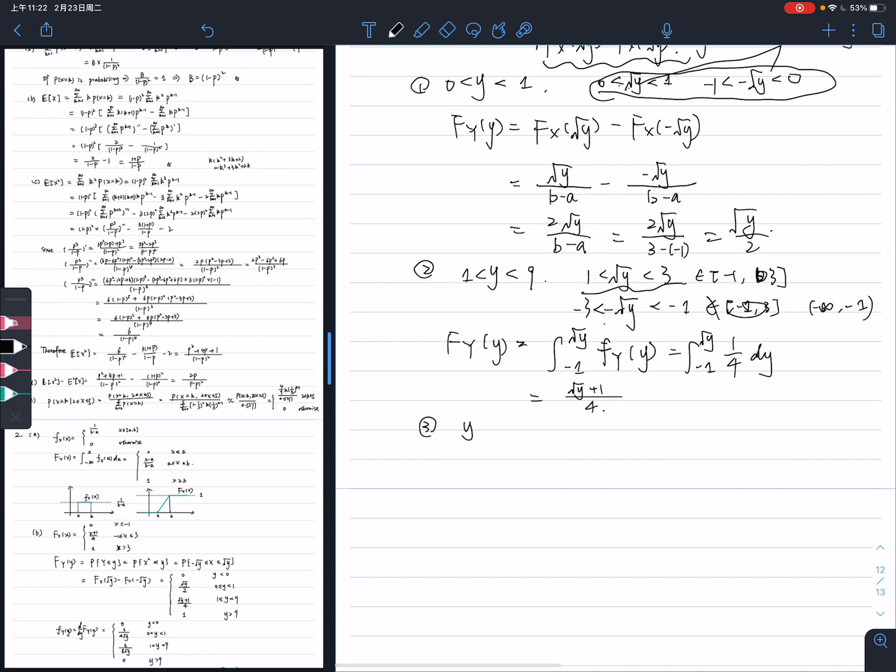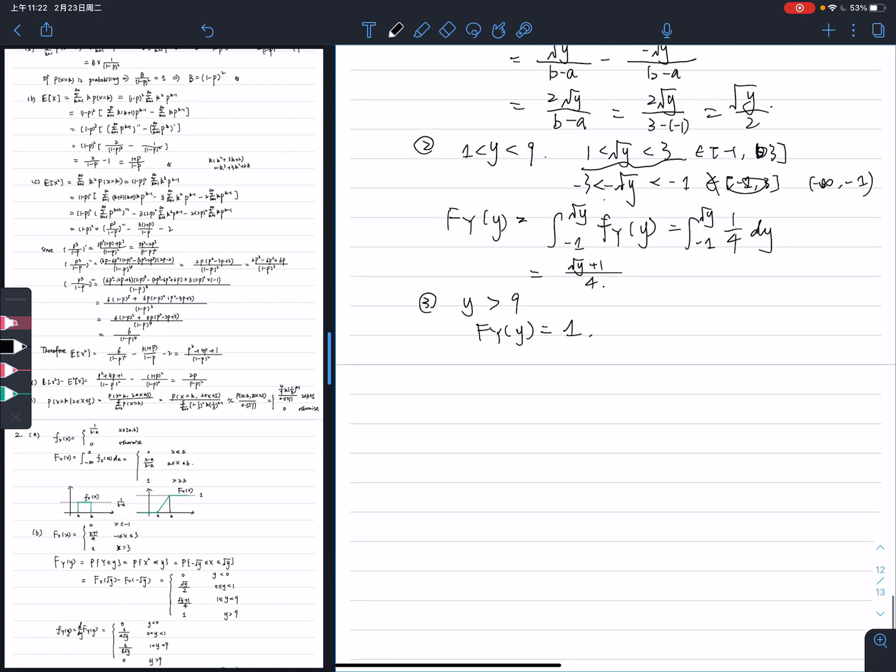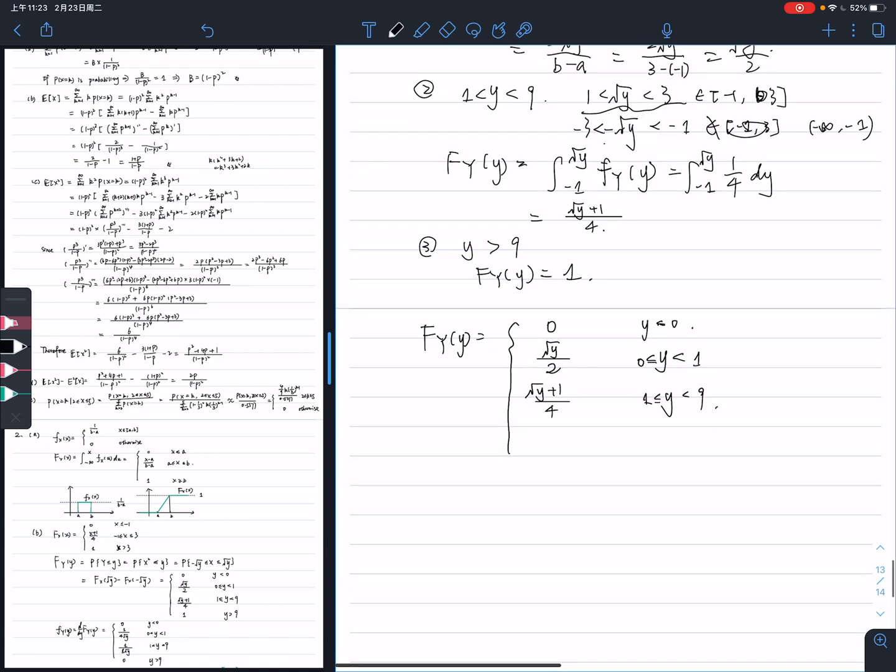So at last, if y is larger than 9, the density function is always 1. The CDF is always 1. So in conclusion, the CDF of variable y is 0 when y is smaller than 0, is a half of the square root of y if y is larger than 0 and smaller than 1, is square root of y plus 1 over 4 if y is larger than 1 and smaller than 9. So it is 1 when y is larger than 9.